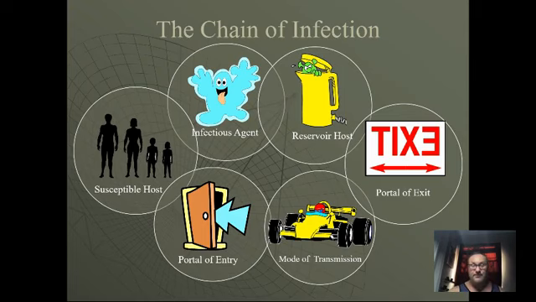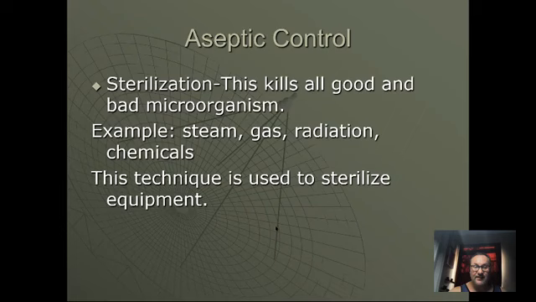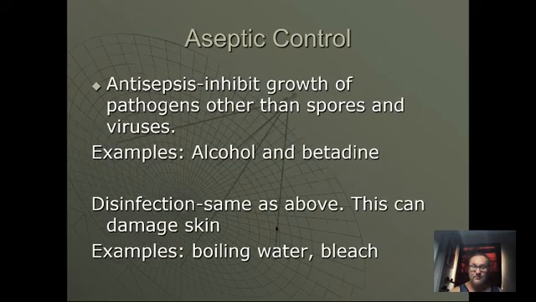All right, so let's move on. Aseptic. These are 3 concepts that you really need to get down. So antiseptic, disinfectant, and the last one is sterilization. So I'm going to go back to the antiseptic. So antiseptic is like alcohol, betadine, things like that, to where we can use them. They inhibit growth of pathogens, but they don't completely kill it.